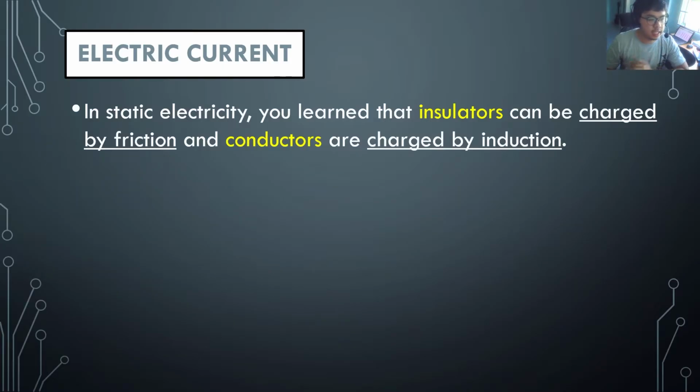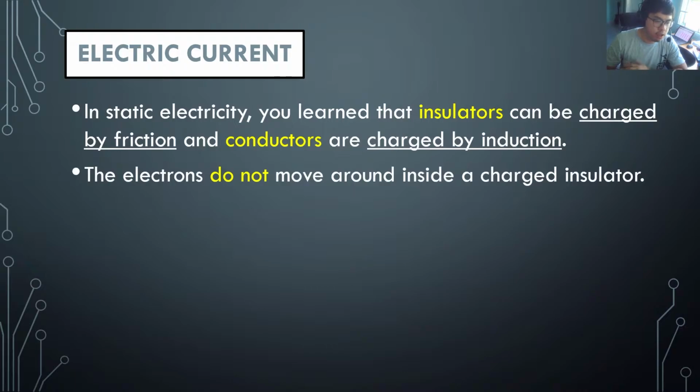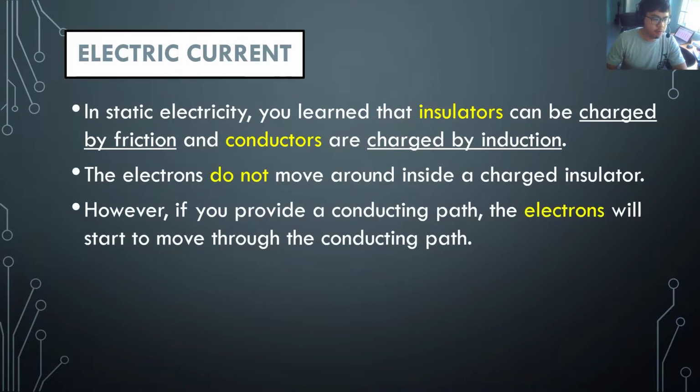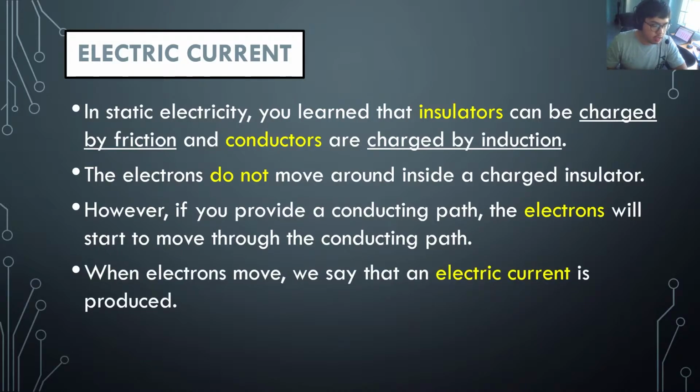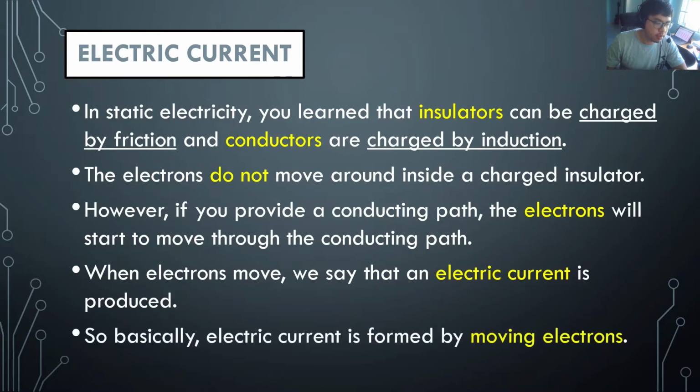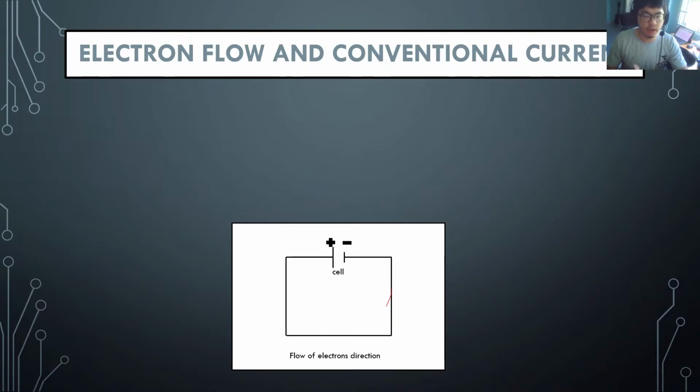So like I said, in static electricity, you learn that insulators can be charged by friction and conductors can be charged by induction. They do not move. However, if you provide a conducting path, so if you remember the earthing process, the electrons will start to move through the conducting path. When the electrons move, we say that an electric current is produced. So basically, electric current is formed by moving electrons. So current is just the flow of electrons. So it's just electrons moving.